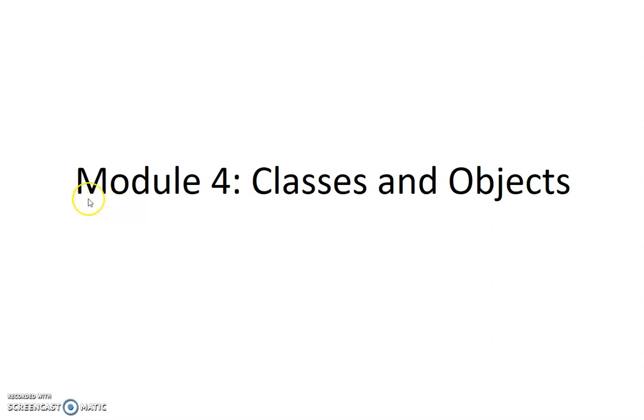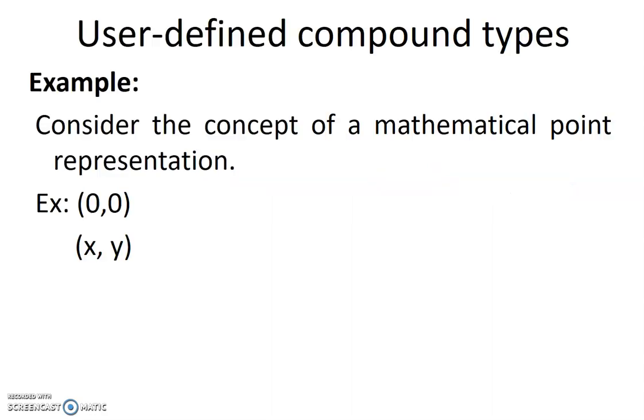Dear students, in this video we'll start with Module 4, the first chapter, classes and objects. Till now we have used the Python built-in types of int, float, string, list, dictionary, all these built-in classes we have discussed so far. So in this video we'll discuss what user-defined types are and why they are required. For example, we consider the concept of a mathematical point representation.